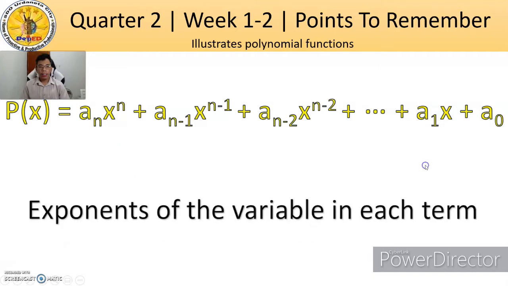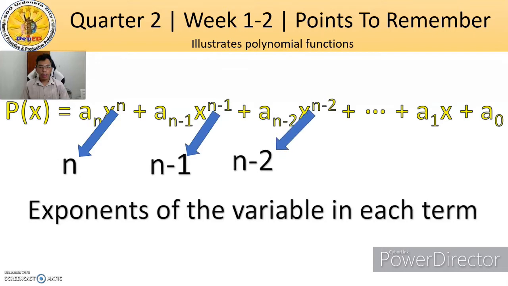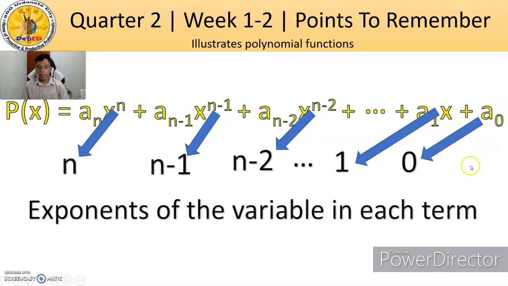Now, let us consider the exponents of the variable in each term. For the first term, we have the exponent n. For the second term, we have n minus 1. For the third term, we have n minus 2 and so on to 1, since this variable x here has an exponent of 1. And for the last term, it is being considered that the variable x here has an exponent of 0. It has only the a sub 0 and no variable x.